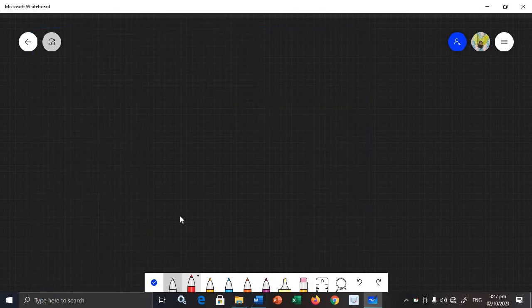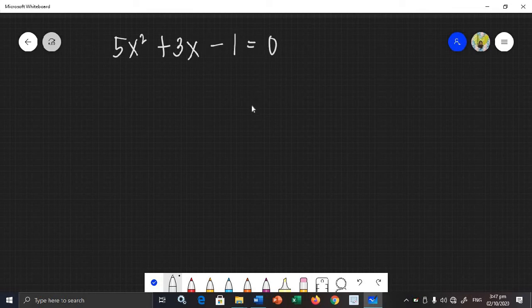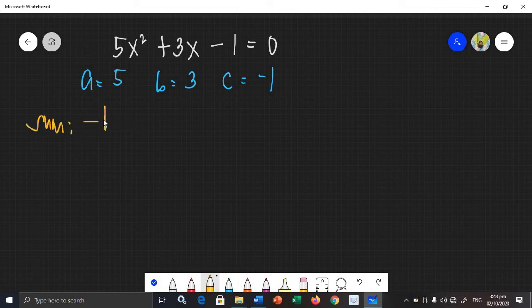Another example, let's say we have 5x squared plus 3x minus 1. It is already in a standard form, okay, of quadratic equations. Therefore, wala na tayong gagawin. I-identify lang natin yung value ng coefficients. So, A is 5, B is 3, C is negative 1. To compute for the sum, again, of the quadratic roots, use the formula negative b over a. For the product of quadratic roots, use the formula c over a.